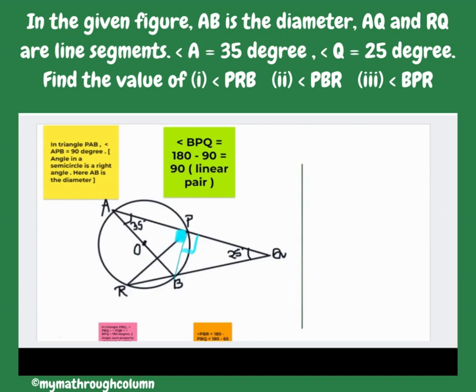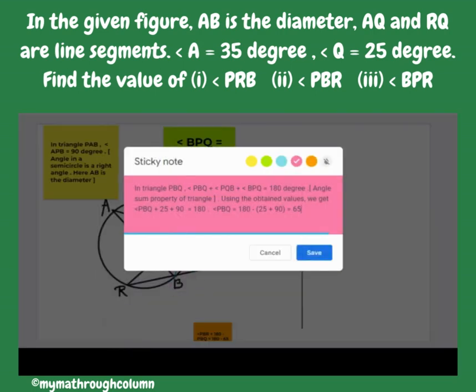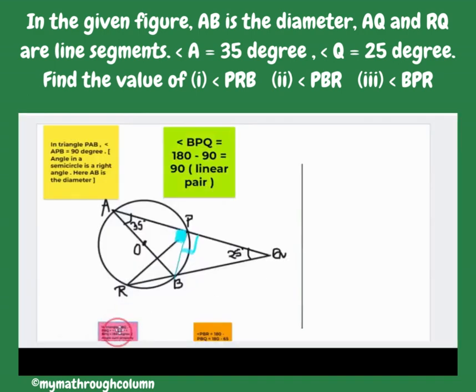How can we do that? Let us use angle sum property. So in triangle PBQ, 90 degree plus 25 plus angle PBQ is 180 degree. So from here we can get the missing angle. By solving this equation, we get angle PBQ as 65 degree.